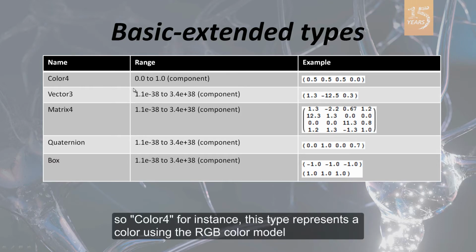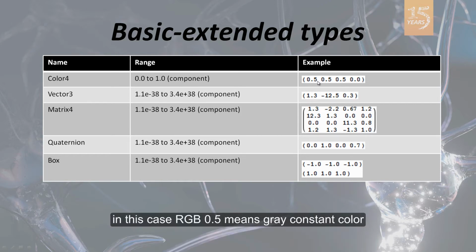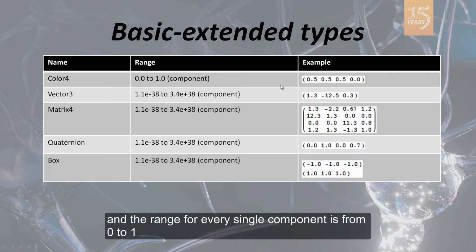So color 4, for instance, represents a color using the RGB color model. And we have 4 components because the last component is used for the alpha. Here you can see an example. In this case, RGB 0.5 means a gray constant color, and the range for every single component is from 0 to 1.